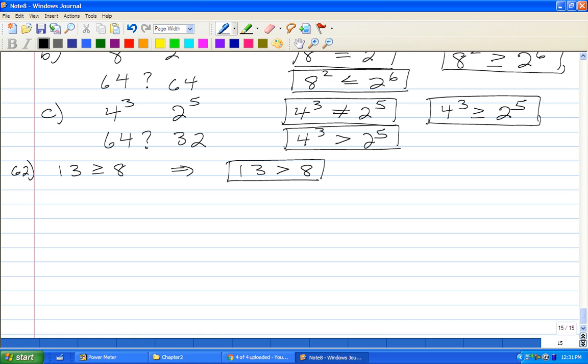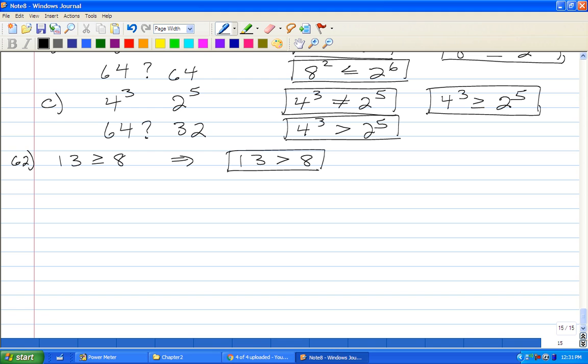Let me do problem number 70. 6 minus 2 squared less than 13. In exercises 69 through 78, determine which statements are true and which are false. Well, let's see. 2 squared is 4. 6 minus 4 is 2. Is 2 less than 13? Yes. So therefore, this is a true statement.